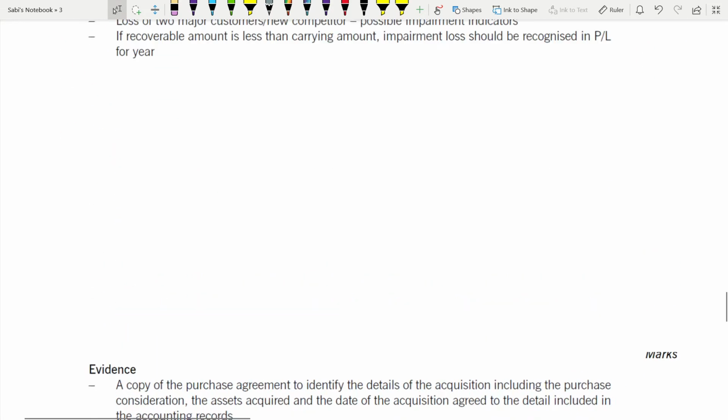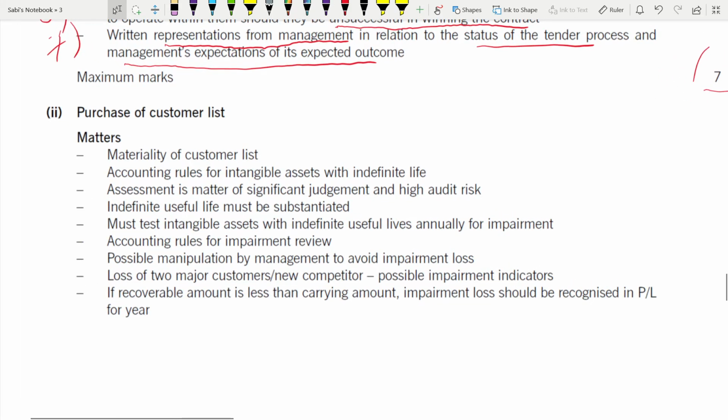Okay. These are the matters. One is materiality of the customer list. How material? If you have to talk, you always have to talk about the materiality of anything. It could be an asset, an intangible asset, or a liability, but what is the materiality of it? Okay.